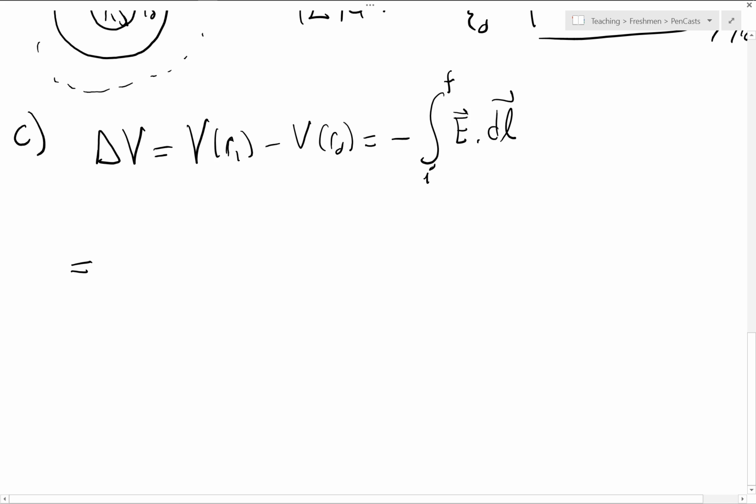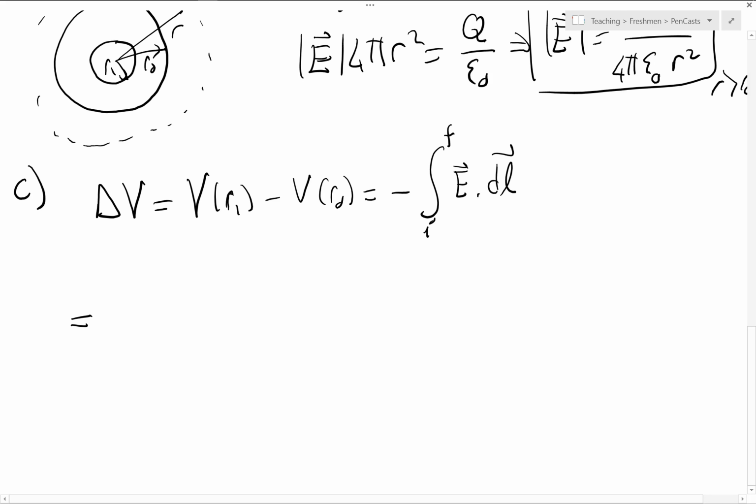Let me disregard what that dot product means for a moment. But here is the thing: what's the expression, and what's dl here? dl, in this case, has magnitude dr. I'm actually going from the inner radius to the outer radius on a radial line. So what's the inner radius value? R1. What's the outer radius value? R0. What's the electric field expression between these two radii?